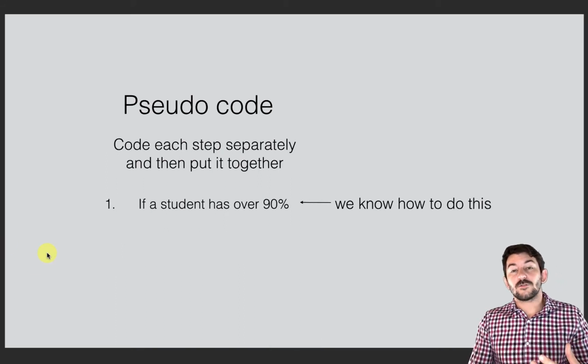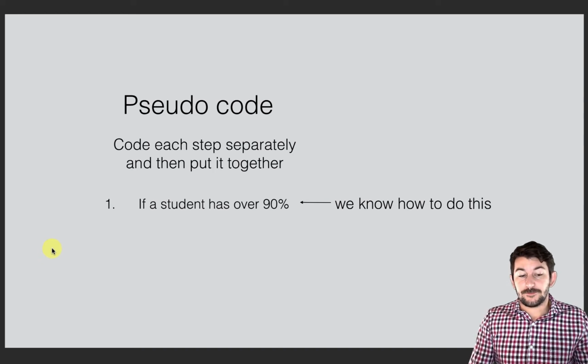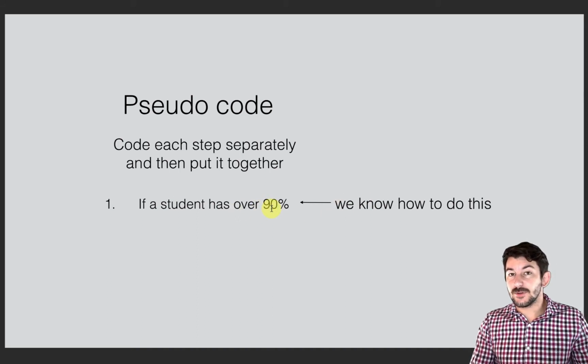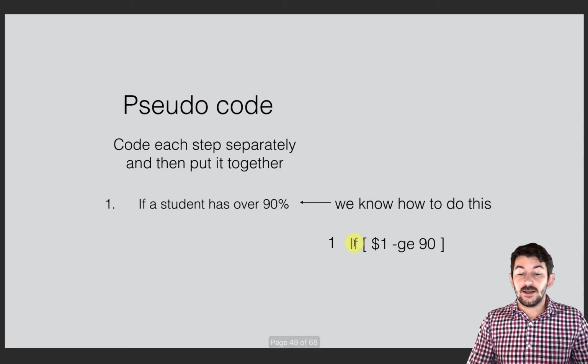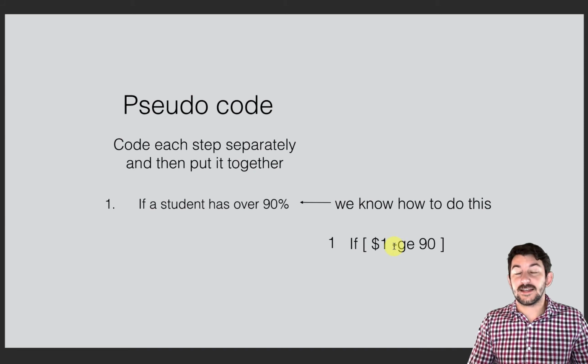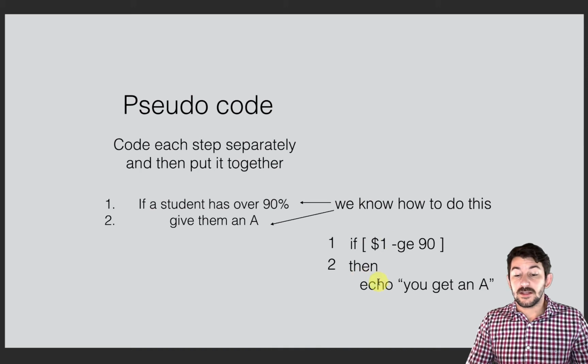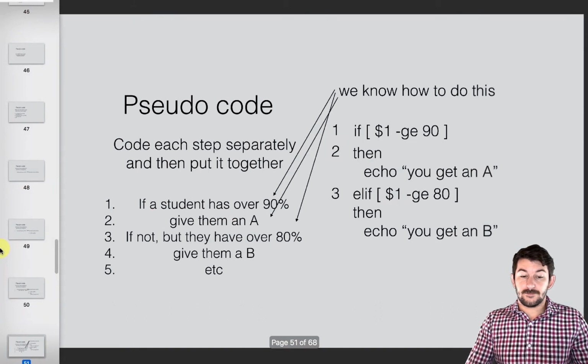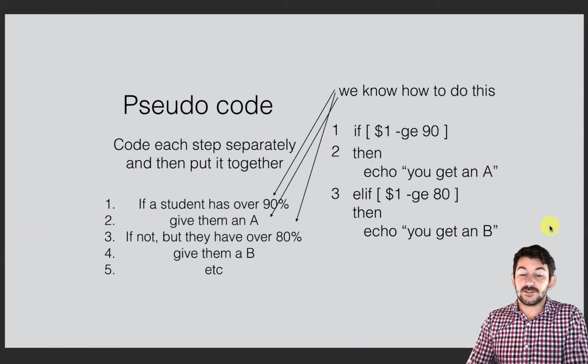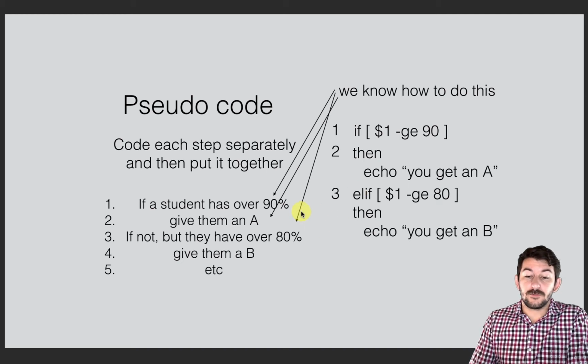So now this is where learning how to Google code snippets comes in. Because if a student has over 90%, well, we kind of know how to do that. We know how to set up that condition, that if statement, and if we didn't, you could probably Google and find it. So we already know how to fill in code for that step of the pseudocode. It's if our variable 1, if we're passing it this way, is greater than or equal to 90, right? Then echo you get an A. That's exactly what we've already been doing. And so you can pass this down. We have kind of already revisited these things.